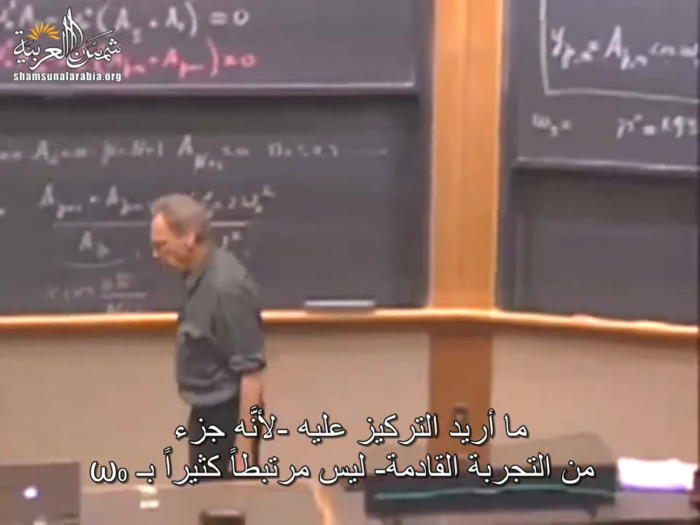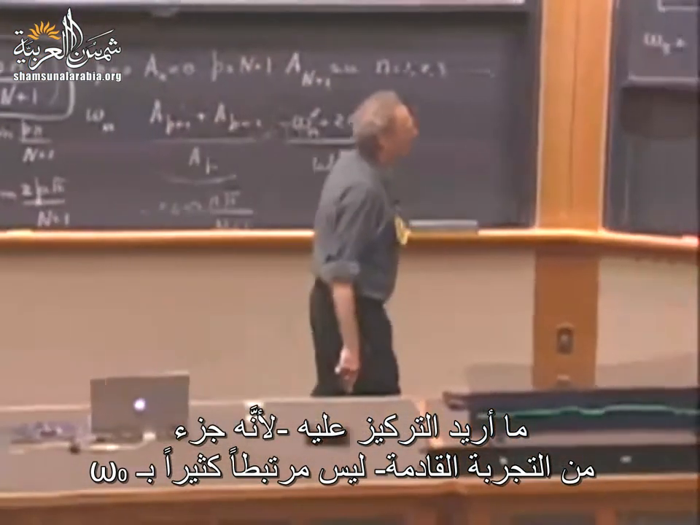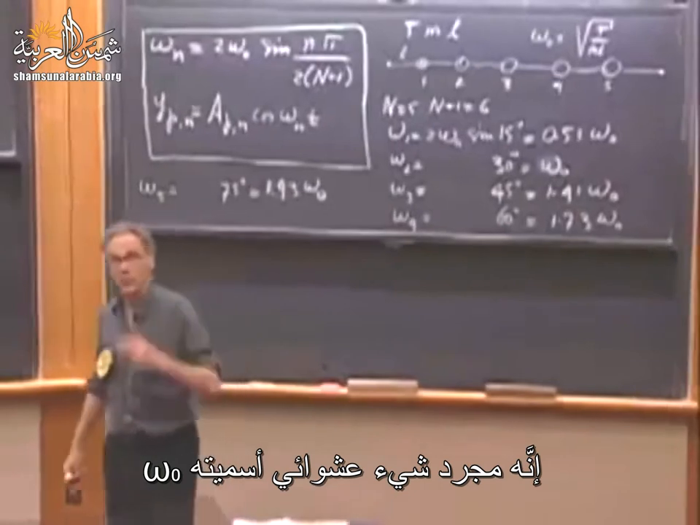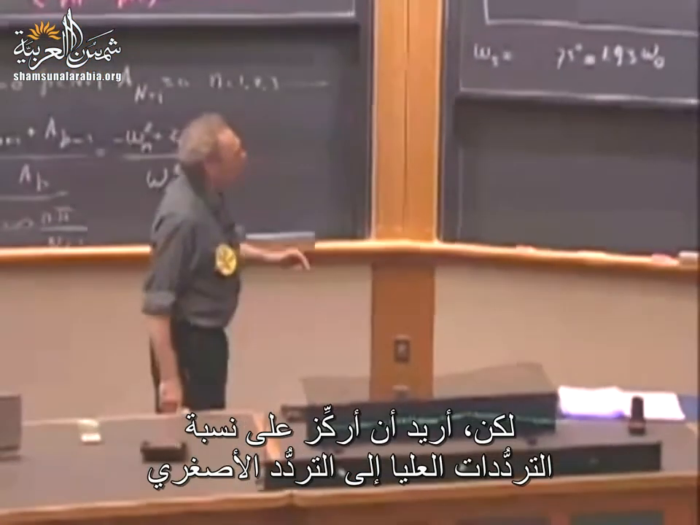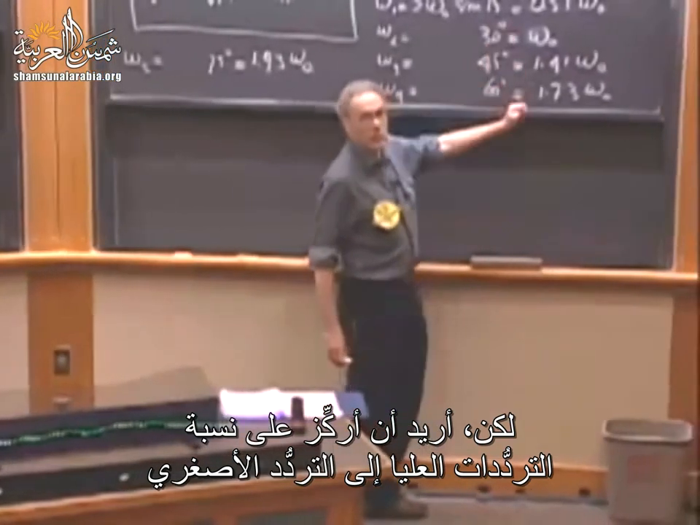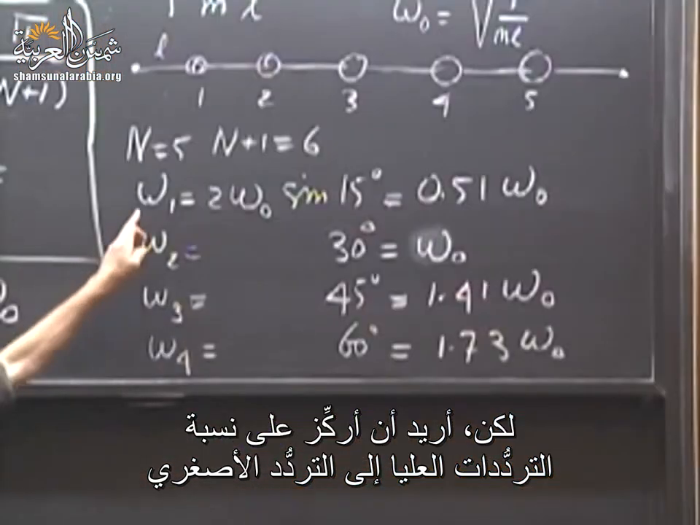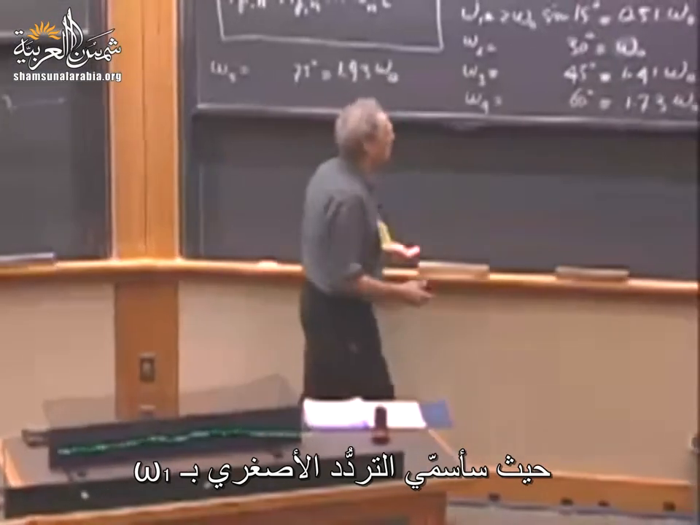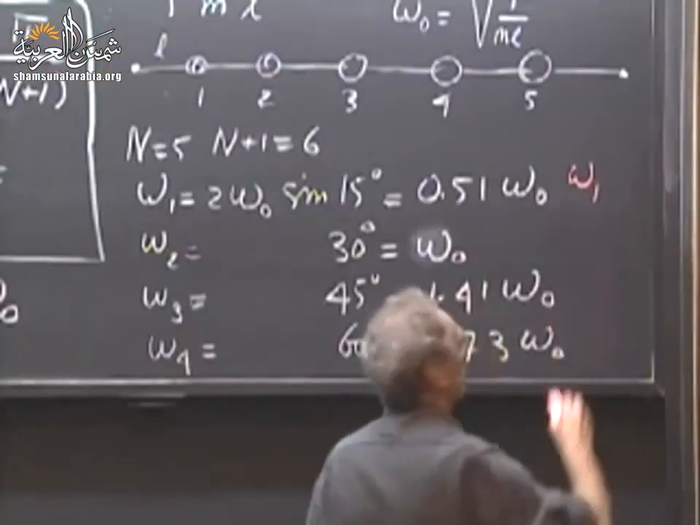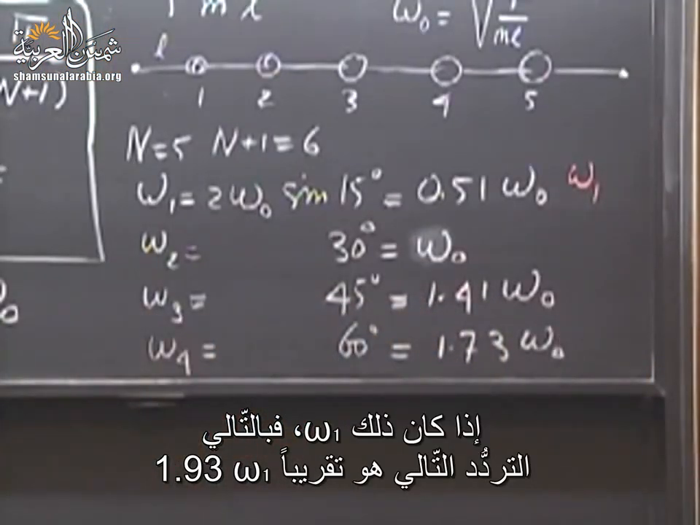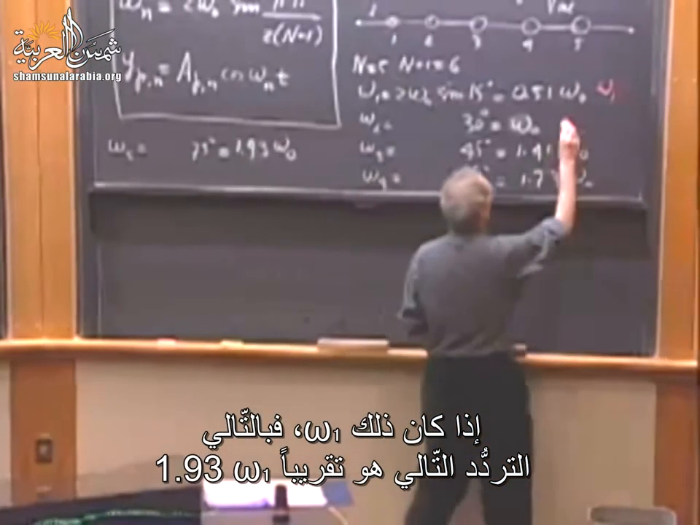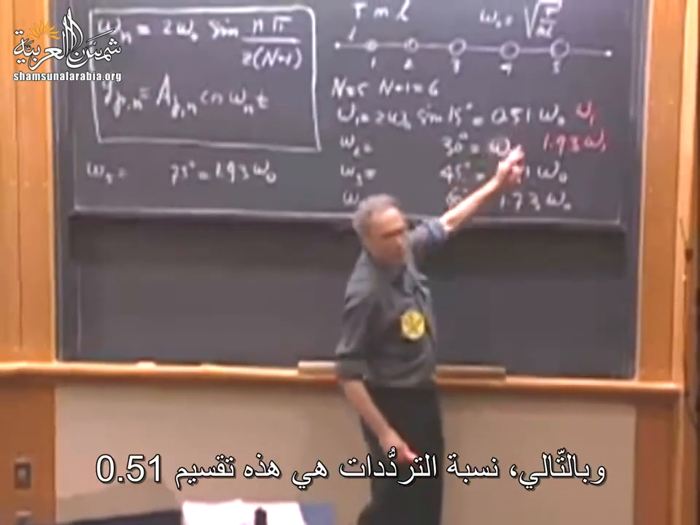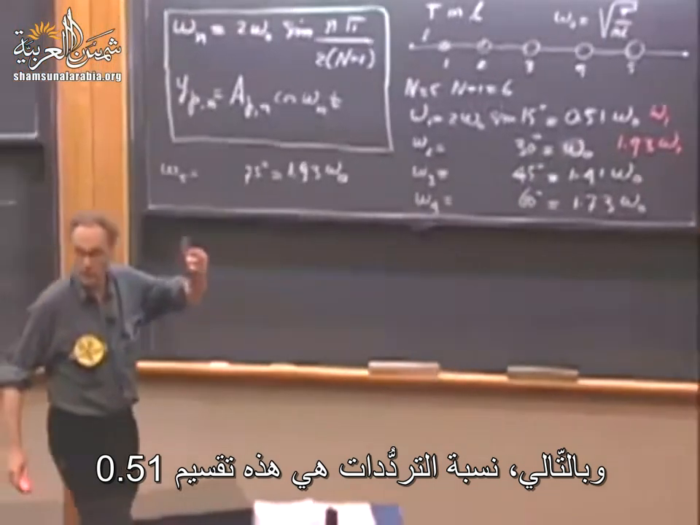What I want to concentrate on, because that's part of the demonstration, is not so much the meaning of omega 0. It's just some arbitrary thing that I have called omega 0. But I want to concentrate with you on the ratios of the higher frequencies to the lowest one. And so I call the lowest one omega 1. If that one is omega 1, then the next one is 1.93 omega 1. Again, not exactly, but approximately. It's the ratio now of the frequencies.